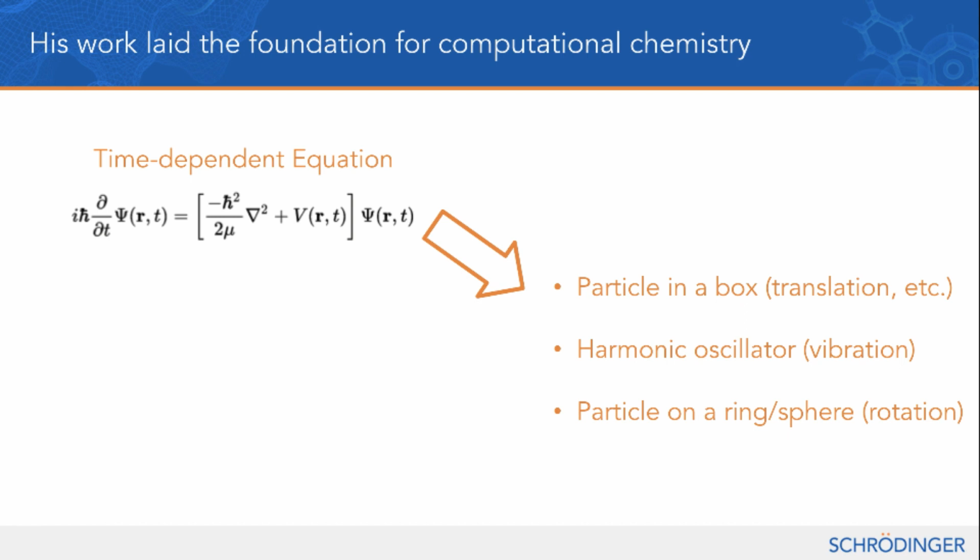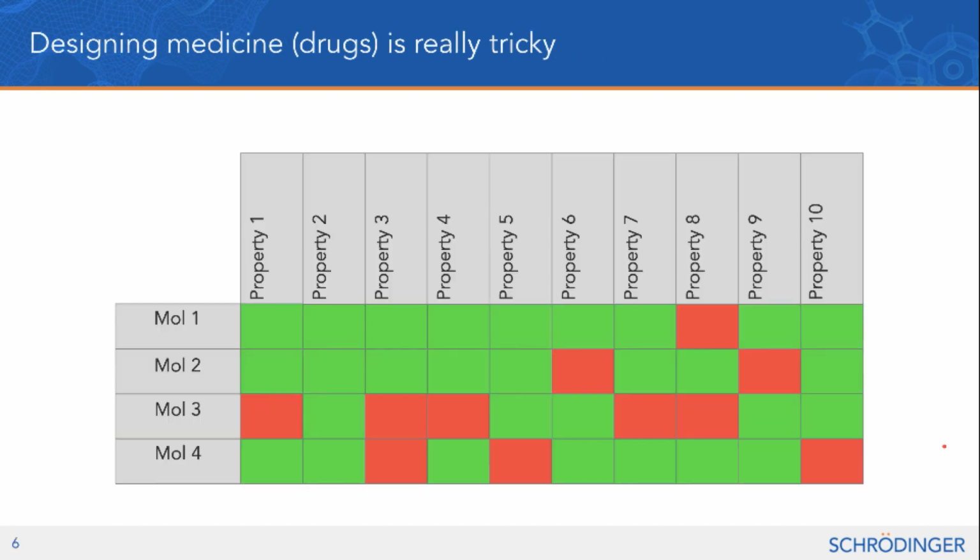Now, here's hard point number 2. Designing medicines. Sometimes I might say the word drugs, just because that's how scientists often refer to medicines. But if I say drugs, I really mean medicines. Designing different medicines is really hard.